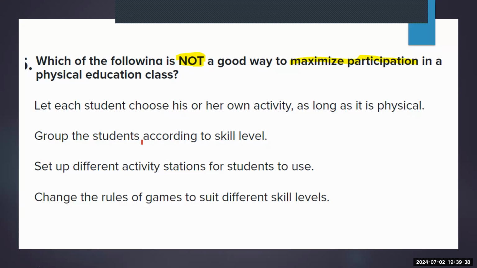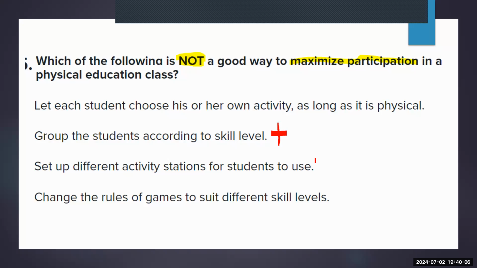Why? No, because they are going to choose different exercises. Okay. How about group the students according to skill level? That would maximize participation. I'm just going to put a plus sign so we know that's going to maximize.